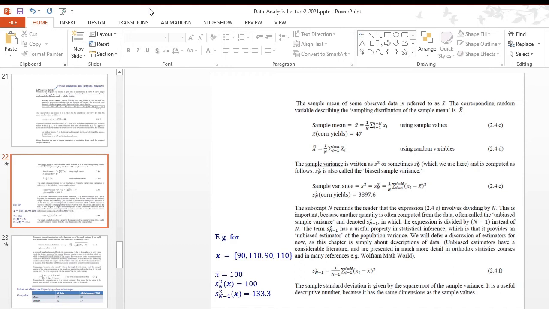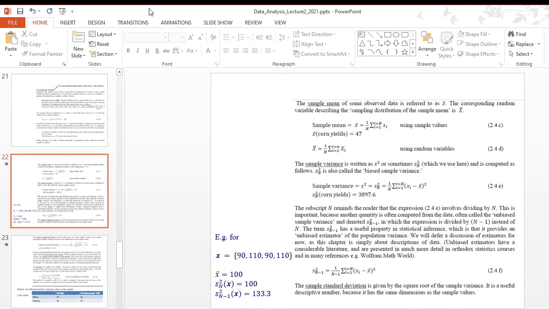The sample mean, x bar, would be 100, and the biased sample variance, s squared subscript n, would be 100. That's because, following equation 2.4e, you see that it's simply the average, from the 1 over n term, of the squared difference between the measured values and the sample mean, which is 100. The average difference is 10, or the average squared difference is 100. And that's what you get for s squared subscript capital N. You would use that sometimes if you were describing the data itself.